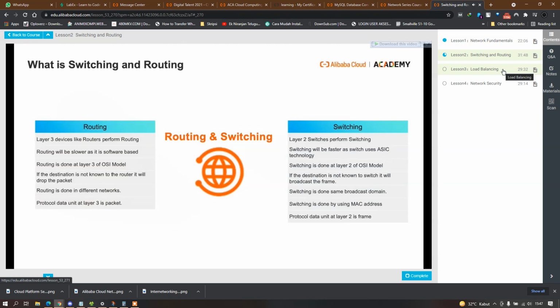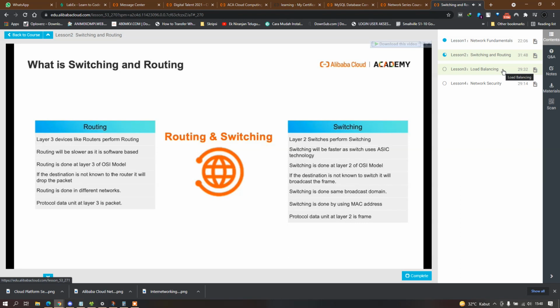Okay. After we know the devices related to layer 2 switching and layer 3 routing, we should know the difference between routing and switching. From the picture shown here, we can see some differences. Layer 3 devices like routers perform routing, and pure layer 2 switches perform switching.